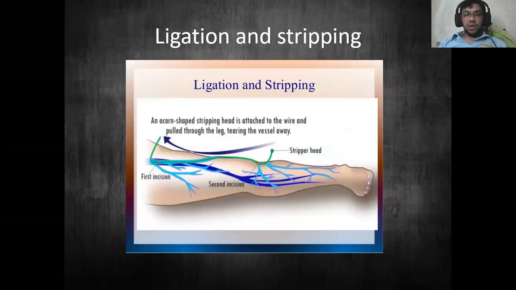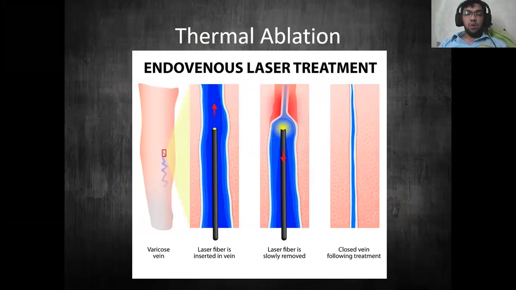Now, what are the surgical management in varicosities? Ligation and stripping. So they are going to strip the veins that have the varicosities. They're going to ligate it and strip, or they are going to do thermal ablation. So they are going to insert a laser tip catheter or fiber into the vein, and the laser is going to be activated and close the vein. Endovenous laser treatment is thermal ablation.